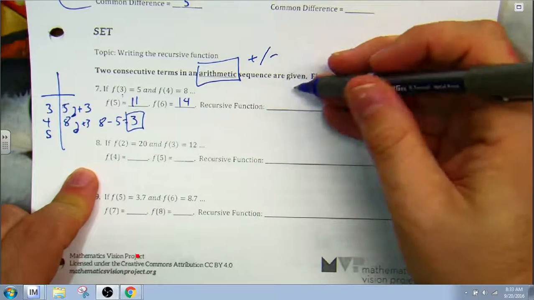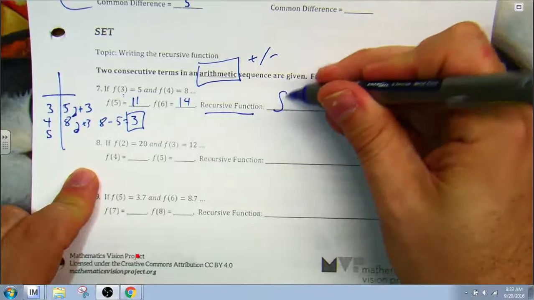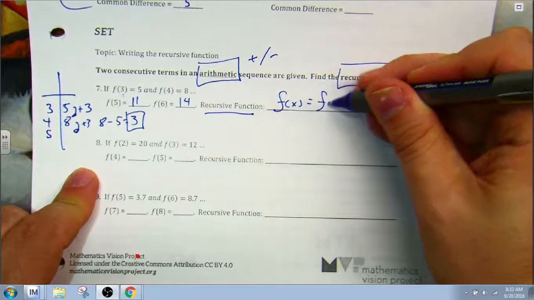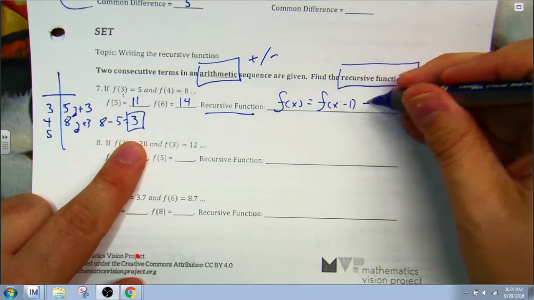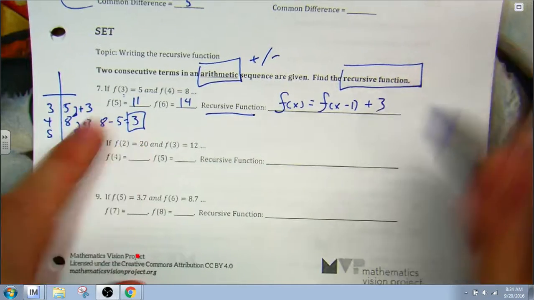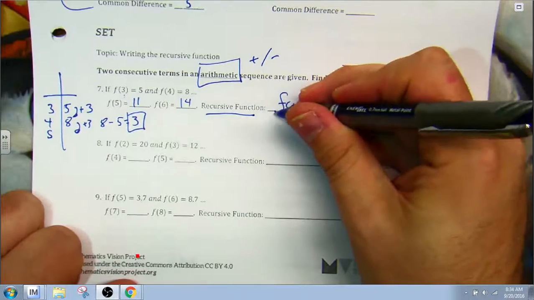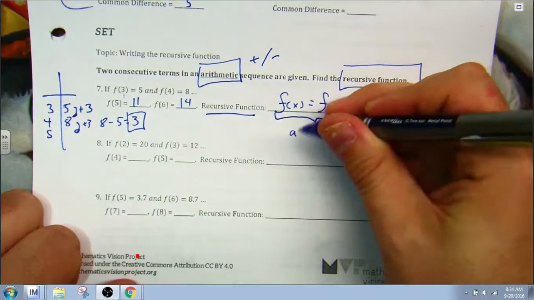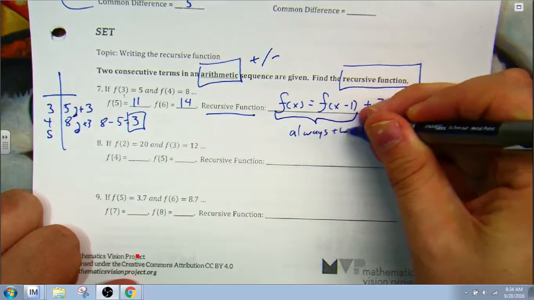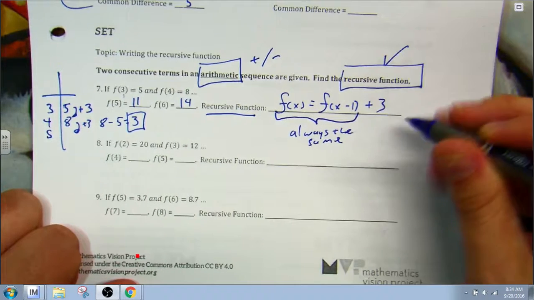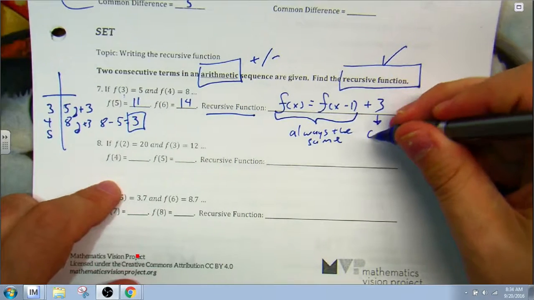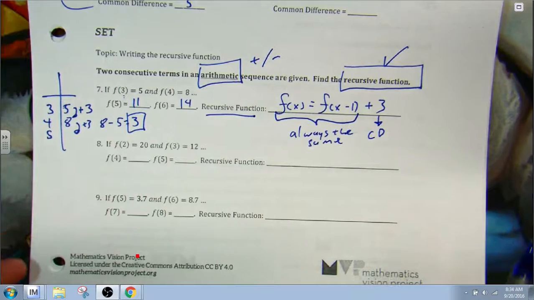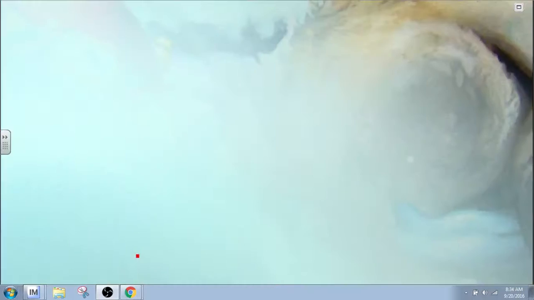So I know my recursive function is f of x equals the previous step, otherwise known as f of x minus 1, plus my common difference, which in this case I have figured out is 3. And I'm done. This is always the same for every recursive function that's arithmetic. The only thing that changes is this, which is going to be our common difference. Okay, so that's another step. Let's go ahead and turn the page.